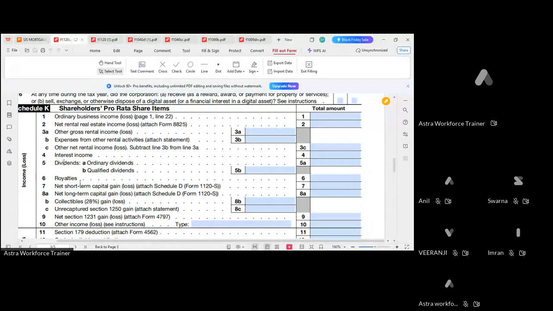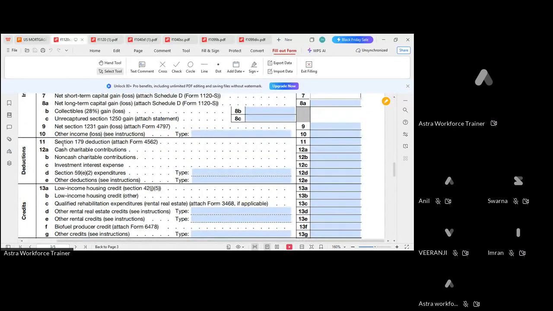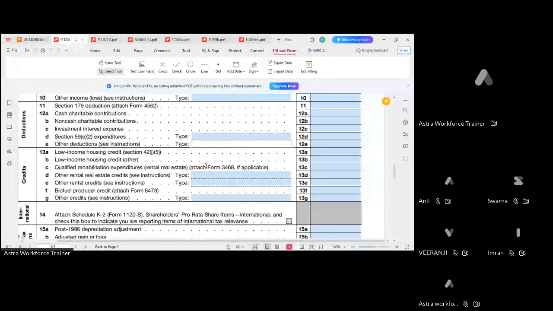And this is for net short-term and long-term capital gain. We can check that in Schedule D. Mostly if it is available, we can check in Schedule D, and for the 1120 also we can check, or else it is not required. If it is not available, no need to check everything. These are the deductions for the borrower, and the credits.